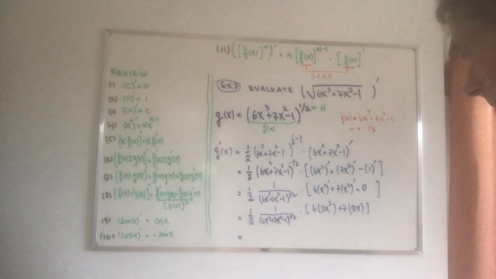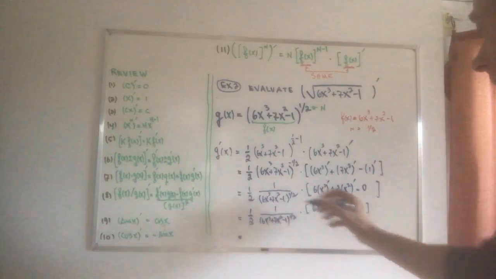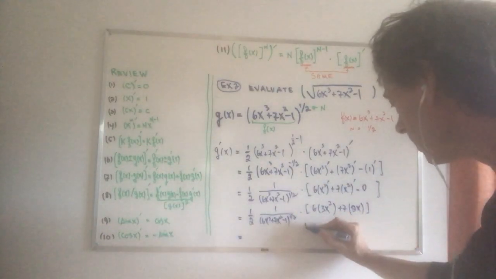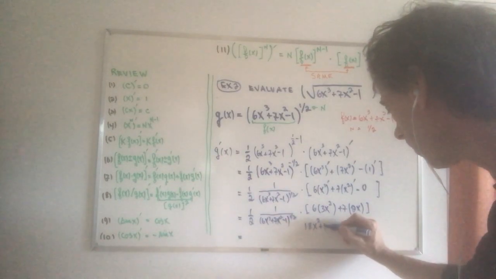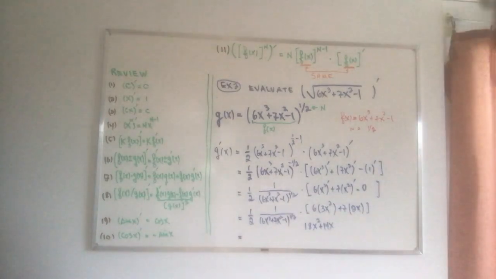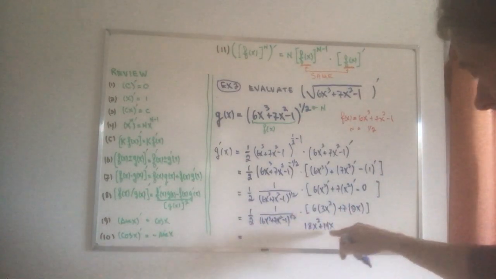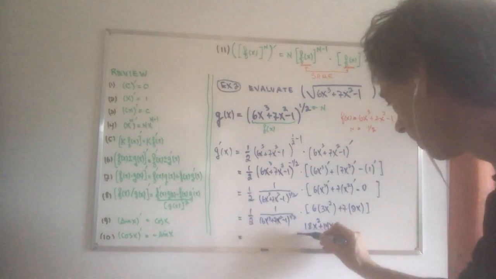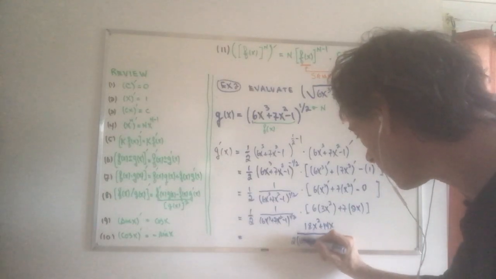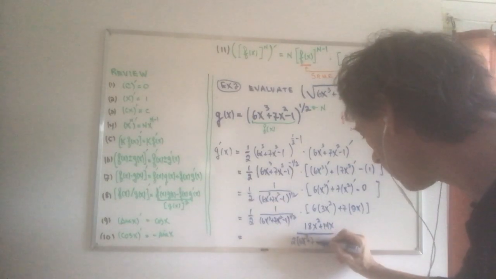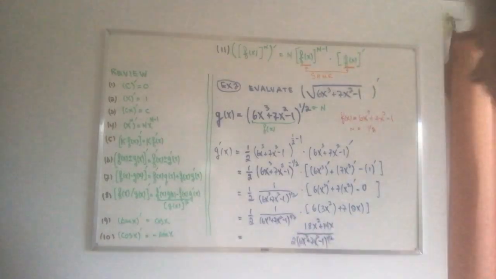What could I do here that would be nice? Well, I could write everything perhaps like this: 18x squared plus 14x. This is 6 times 3, 18, and 7 times 2, 14, over 2 times 6x^3 plus 7x^2 minus 1 to the 1/2.